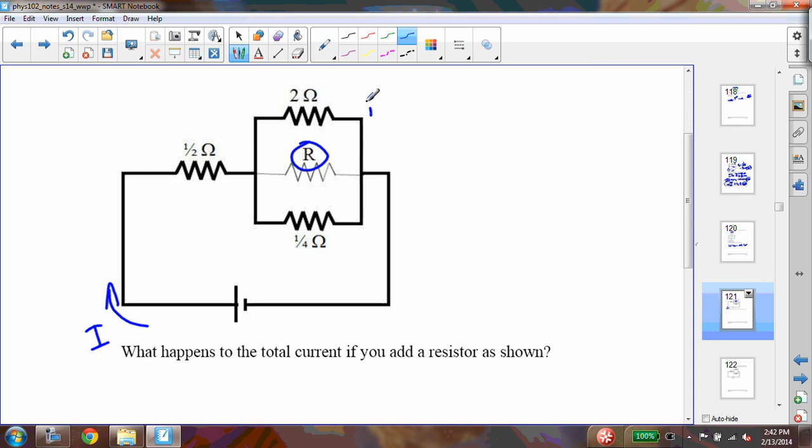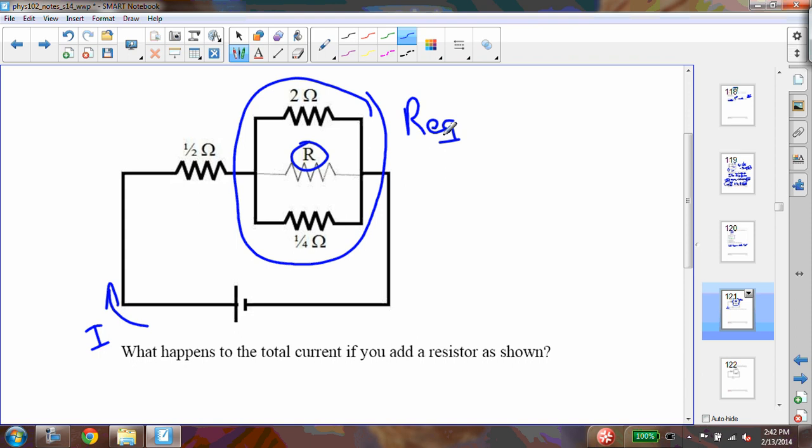Well, first, let's ask ourselves the question, what happens to the resistance of this? What happens to the equivalent resistance of this branch? As I add resistors in parallel, the equivalent resistance decreases. So when I add this resistor R, the equivalent resistance of that branch is going to decrease.